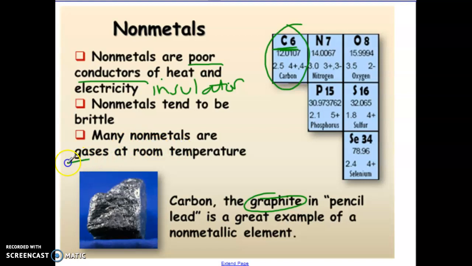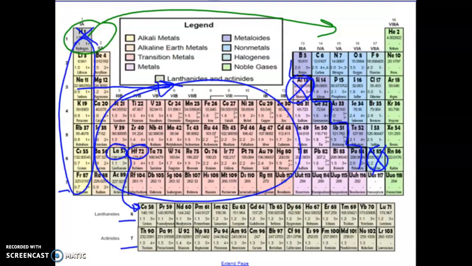Many nonmetals are gases at room temperature, okay, but there are actually nonmetals that exist in all three states: gases, one liquid, and solids. Most of them are gases. If we were to go back to our periodic table, of course our noble gases, we'll talk about them in a sec, are all gases. Fluorine and chlorine are gases, but actually bromine is the only liquid nonmetal.